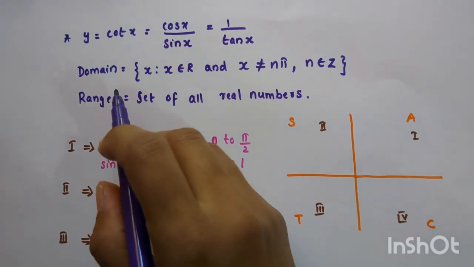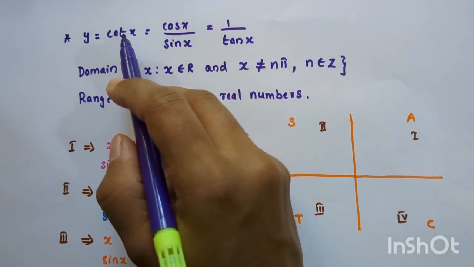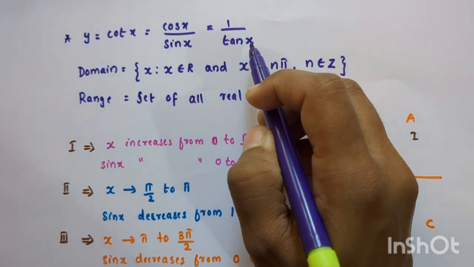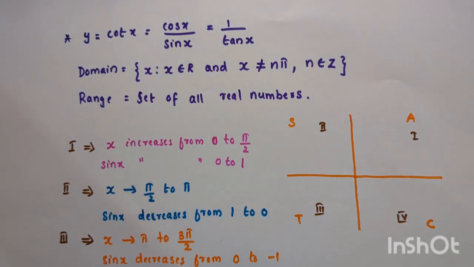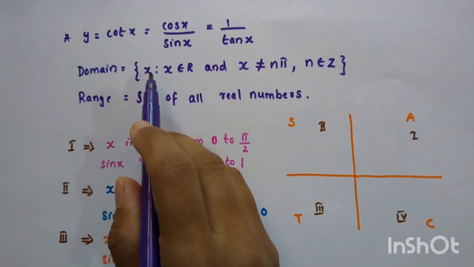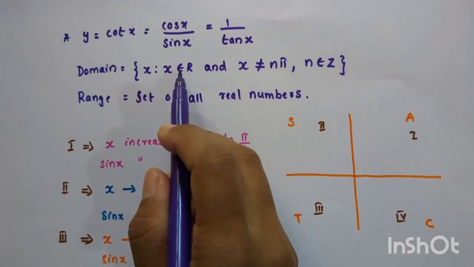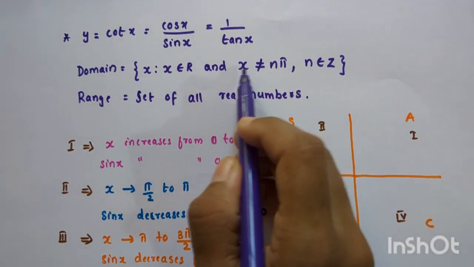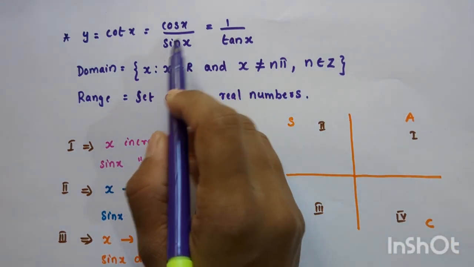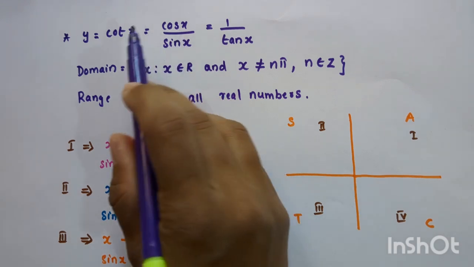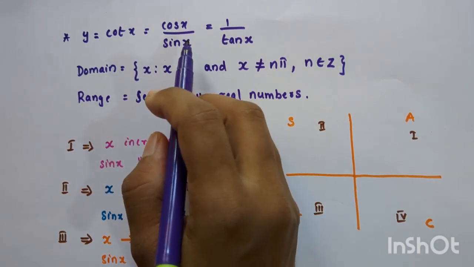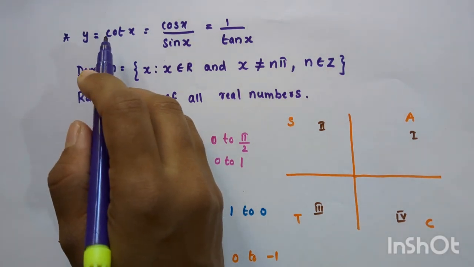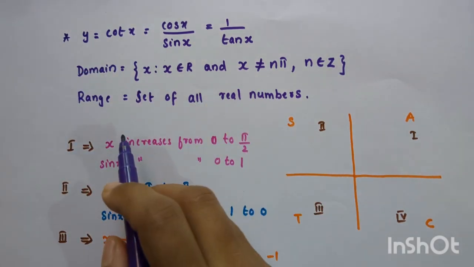Now if you consider the other trigonometric function y is equal to cot x. Cot x means cos x by sin x, or it is the reciprocal of tan x. So the domain of the function y is equal to cot x is the set of all x such that x belongs to the real number set and x is not equal to n pi, where n belongs to the set of integers. When x is equal to n pi, sin n pi becomes 0, so the denominator becomes 0. This will become infinity or not defined. That is why we are defining it like this. Now the range of y is equal to cot x function is the set of all real numbers.